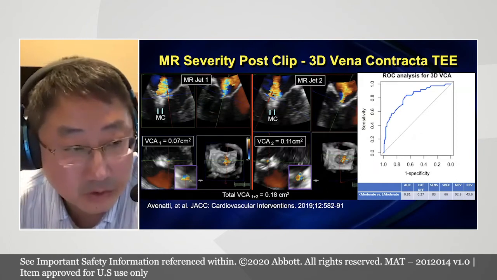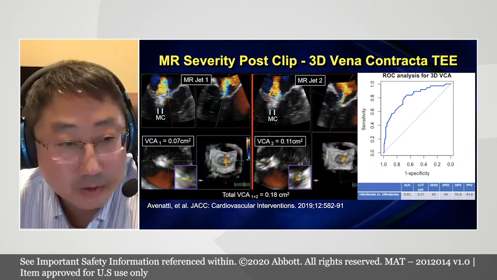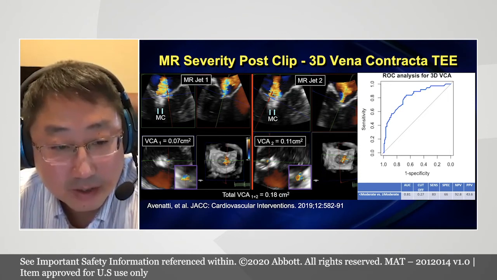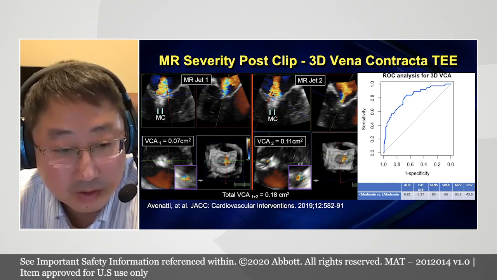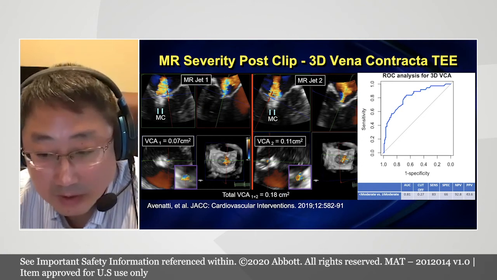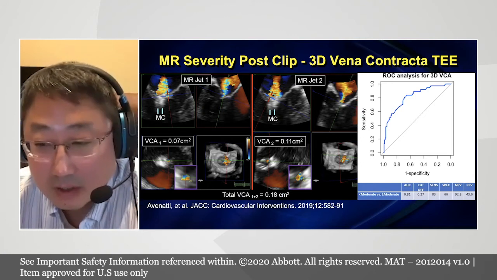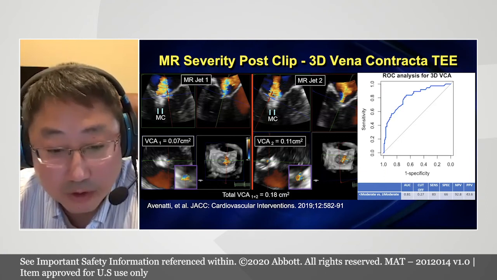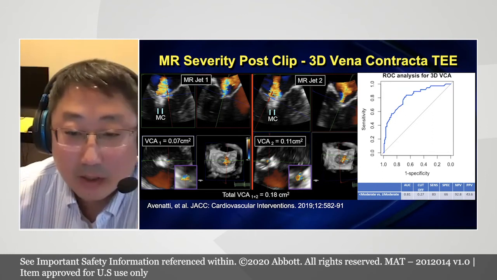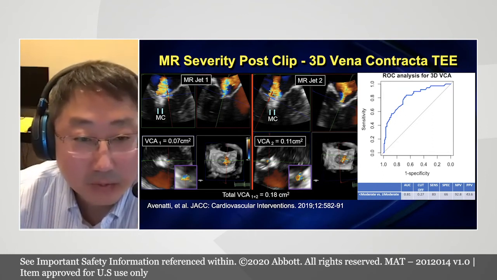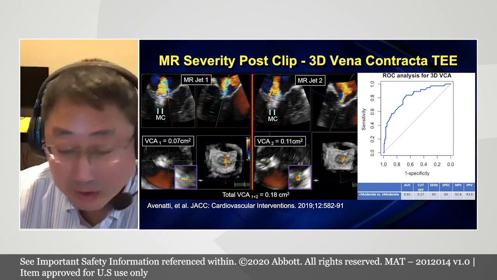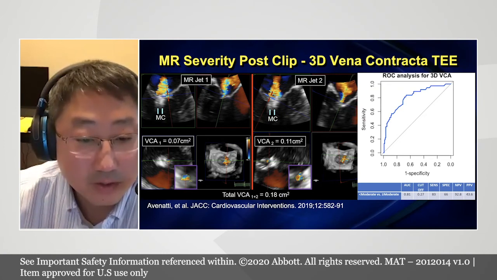And Dr. Mackensen's group has published their experience with this, that you can use multiplanar reconstruction to get the vena contracta. You measure the different jets. This example has 2 residual jets, and you add the area up together, and they found that their cutoff to separate moderate or greater and less than moderate was 0.27 centimeters squared. So with the newer systems, this can be done on cart, and actually, can be done relatively quickly if you get some practice with it.